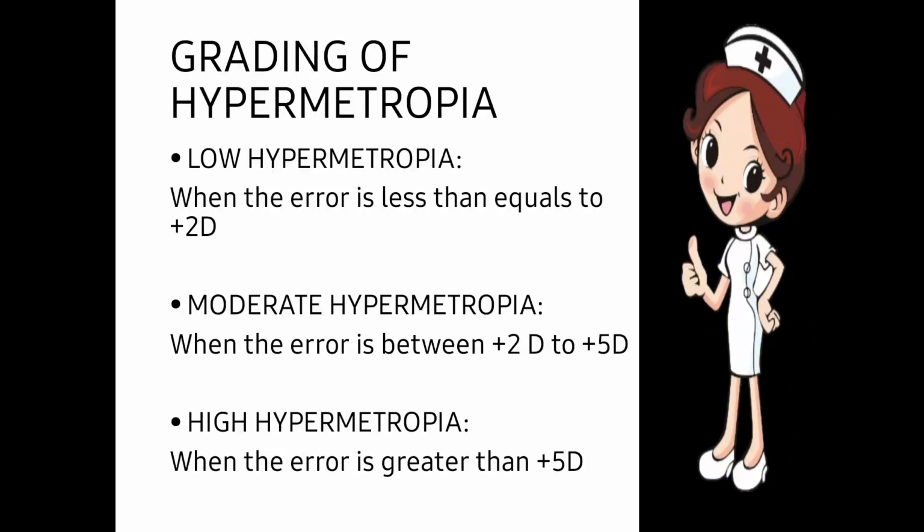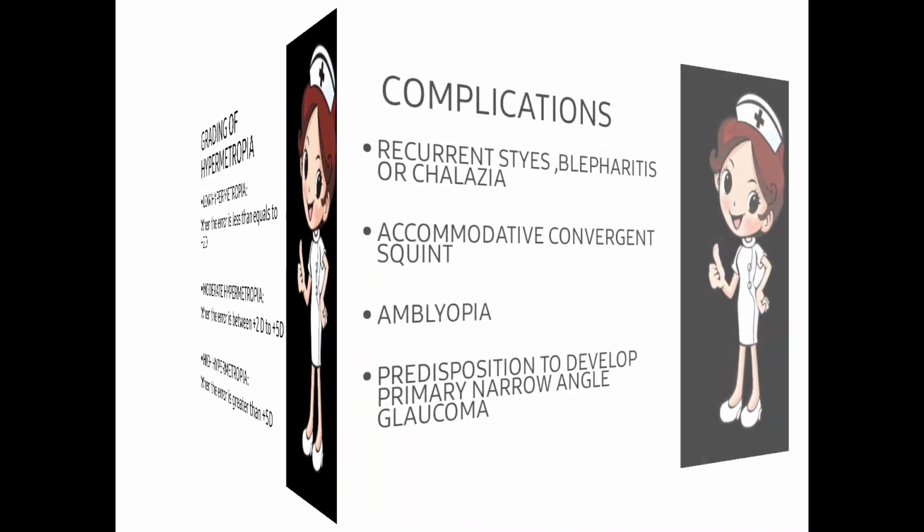In case of moderate hypermetropia, the correction will be between 2 to 5: 2, 2.25, 2.5, 2.75, 3, 3.25, 3.75, 4, 4.25, 4.75, and 5. Okay, in between them. Next one, high hypermetropia is more than plus 5, greater than plus 5: 6, 7, 8, 9, 10 to 20 or more than it.